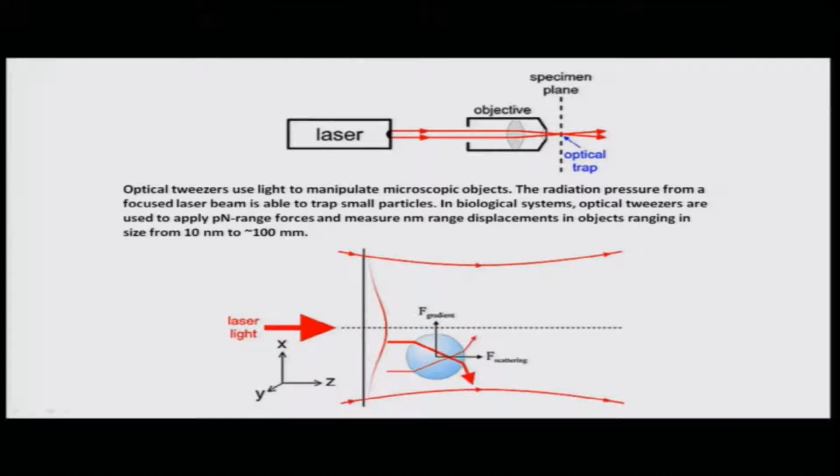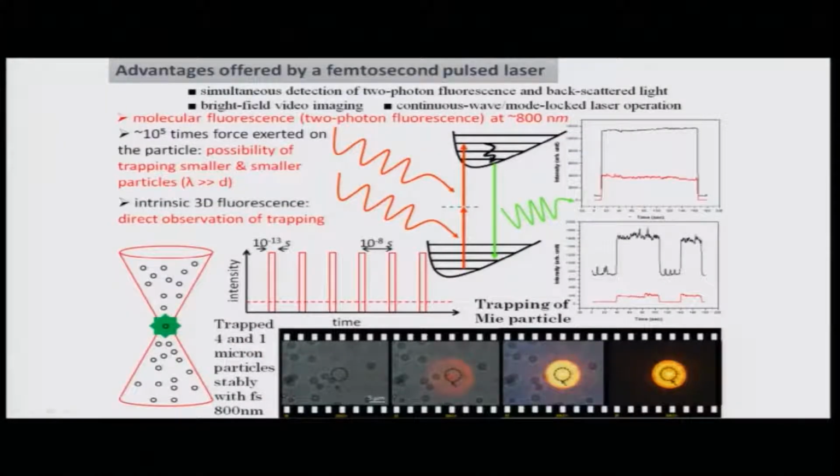Optical tweezers use light to manipulate microscopic objects. The radiation pressure from a focused laser beam is able to trap small particles. In biological systems, optical tweezers are used to apply piconewton range forces and measure nanometer range displacements in objects ranging in size from 10 nanometers to about 100 millimeters. So, this has a lot of influence in many areas of research, and in this particular case we have utilized the femtosecond lasers for certain benefits.